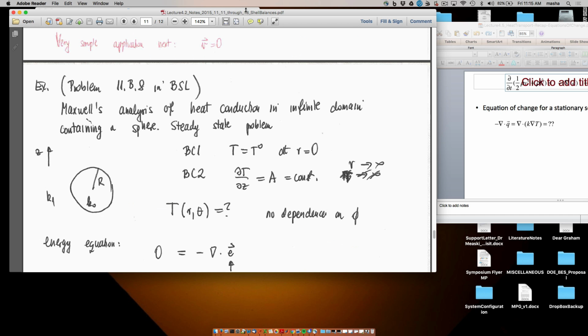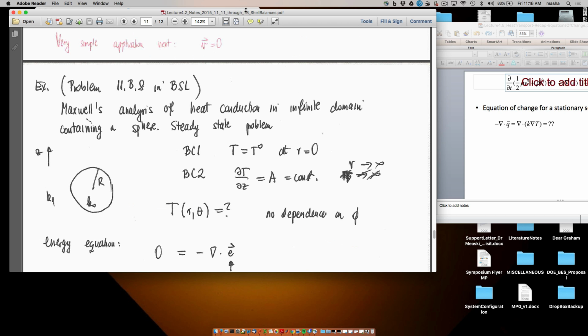Now I do have a sphere, so that dT/dz near the sphere will be slightly perturbed, and we're going to look at how the temperature as well as its gradients are perturbed by the presence of the sphere. So my boundary condition is that dT/dz is equal to A, a constant, as R goes to infinity, very far away from the sphere. That's how I analytically express that.